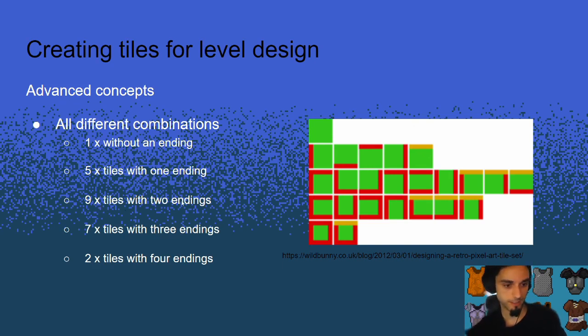Then you would need 9 tiles with 2 endings. So something that has these kind of edges on all of the endings. Of course, the first 4 are on top, bottom, left, right. Then we have 1 the top and bottom, 1 left and right only. And then the 3 ones are with the walking ones. Then we have 7 tiles with 3 endings.